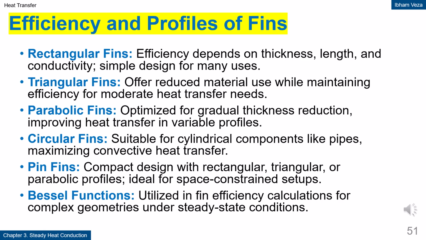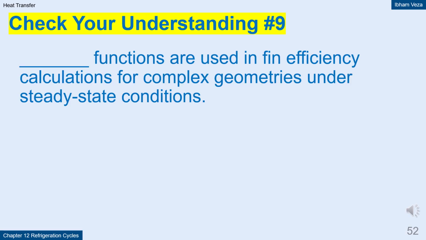Efficiency and profiles of fins. Fin efficiency is strongly influenced by geometry, thickness, length, and material conductivity. Rectangular fins are easy to manufacture and suitable for many general applications. Triangular and parabolic fins offer material savings while maintaining good thermal performance. Circular fins are widely used on pipes and cylindrical components. For complex geometries, Bessel functions are used in efficiency calculations, under steady-state conditions.